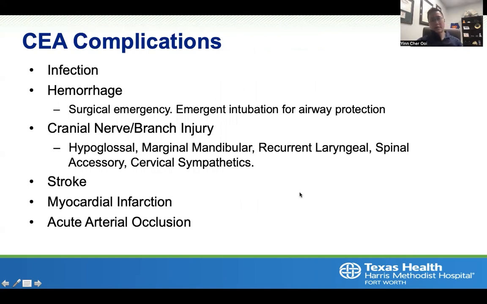This is a list of some well-described CEA complications, notably being cranial nerve injury, the most common being hypoglossal nerve injury, as we discussed earlier. Please note that postoperative hemorrhage is a surgical emergency in carotid endarterectomies and should be identified and addressed promptly, typically starting off with emergent intubation for airway protection and prompt return to the OR for re-exploration and repair of the arteriotomy site.